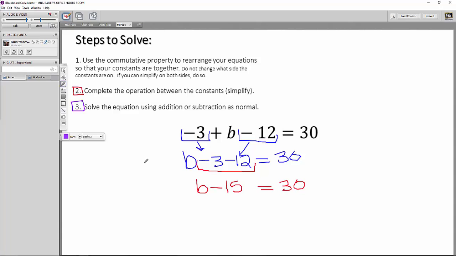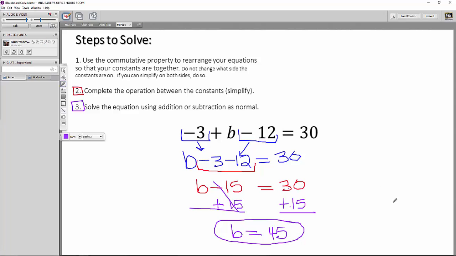Step number 3, solve the equation using addition or subtraction as normal. Now we're down to our equations that we're used to solving. If we've subtracted 15 from b, we need to add 15 to both sides of the equation. Minus 15 plus 15 cancels out. I'm left with b. 30 plus 15 equals 45.